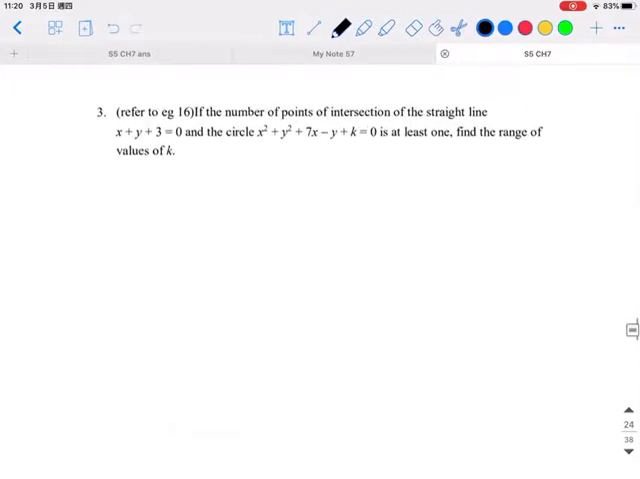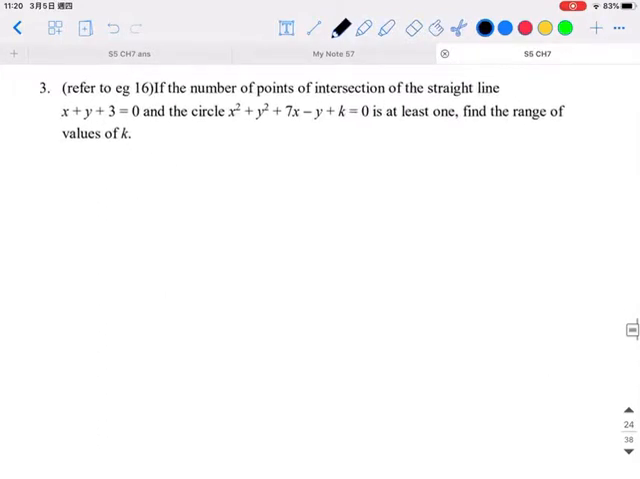For question number 3, if the number of points of intersection of the straight line and the circle is at least 1, that means the discriminant is greater than or equal to 0. So I just write down the equation like this. The method is almost the same.